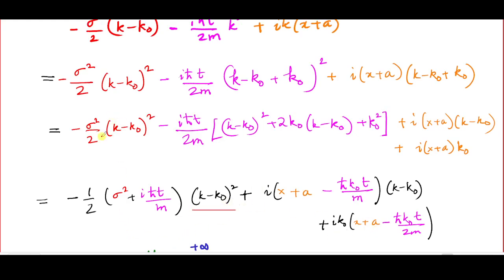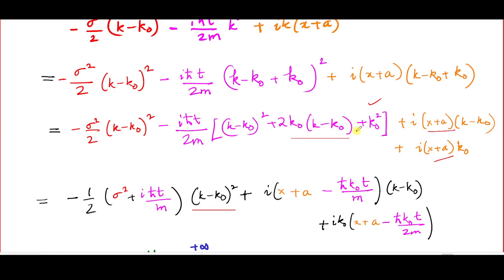Here is the quadratic piece. Sigma square by 2 comes from here, minus ih cross t by twice m comes from here. In the linear piece, x plus a comes from this term, minus h cross k0 t by m comes from this term, after we multiply by this. And finally, this piece is a term which is independent of k minus k0, which comes from this and this.